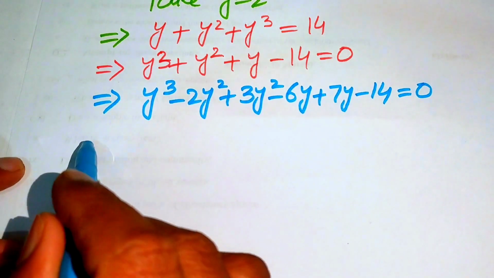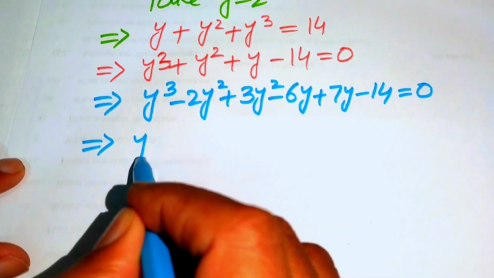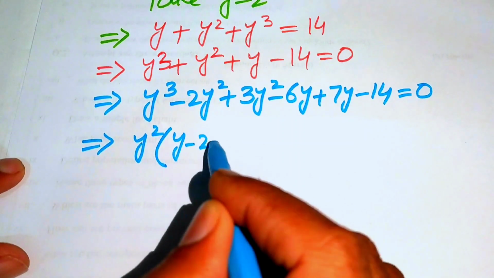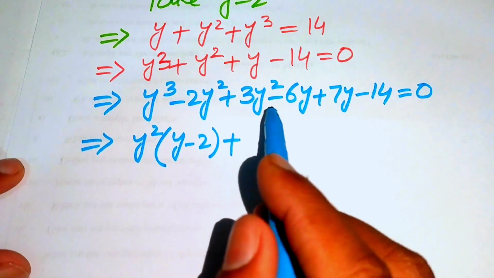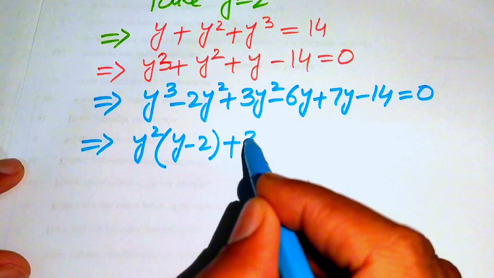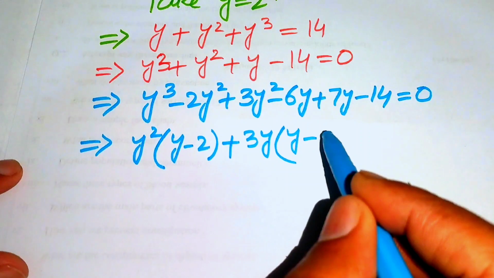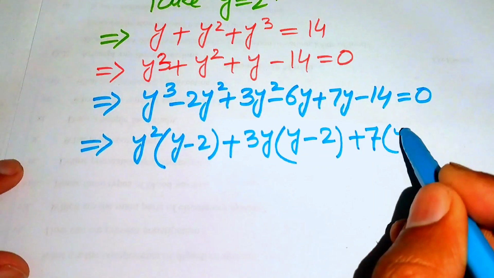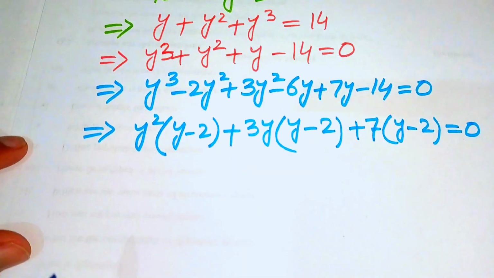So in the next step, now we take common y squared on the first two terms, and it will be written as y squared times y minus 2, and plus here we take common 3 times y from the second two terms, and here we obtain 3y into y minus 2, and here we take common plus 7, and we get y minus 2 equals to 0.